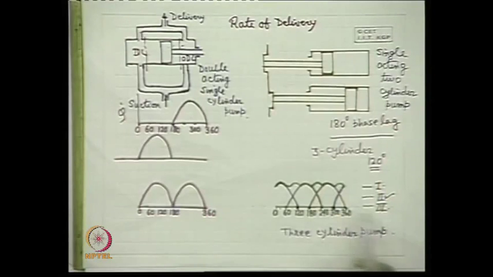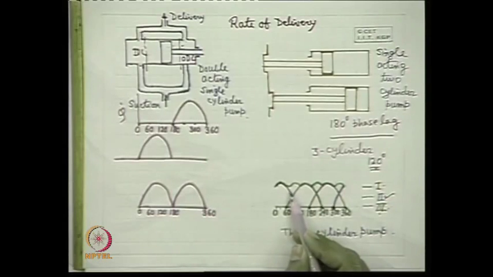Very simple. The third cylinder is 120 degree phase lag from the second one, so that will be 120 plus 120, 240. So, its suction starts from 240 and goes up to 240 plus 180, which is 60 degree here. So, 120 this side and 60 again, it comes back. From 60, it starts its delivery stroke. So, this one is the delivery of the third cylinder.